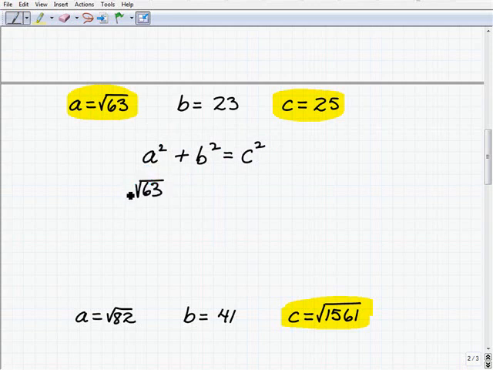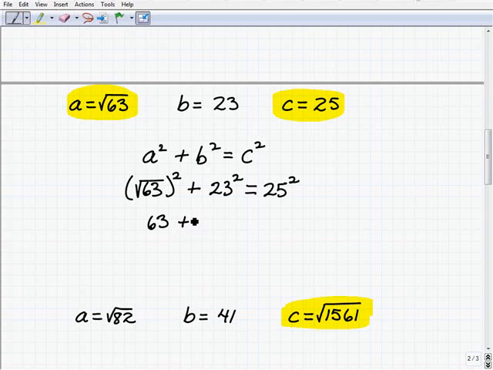So here's the square root of 63, this is our value, we're going to square it, plus b squared, which is 23 squared, and we have to see if that is going to be equal to 25 squared. Okay, so the square root of 63, squared, is simply 63. So no need to put that in your calculator and get a decimal. Plus 23 squared, we're going to figure that out. That's 529. So let's get our total now here. So 529 plus 63 is 592.